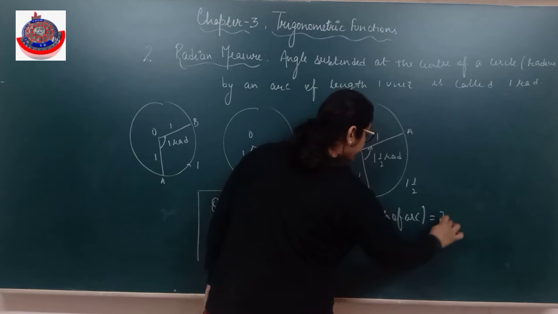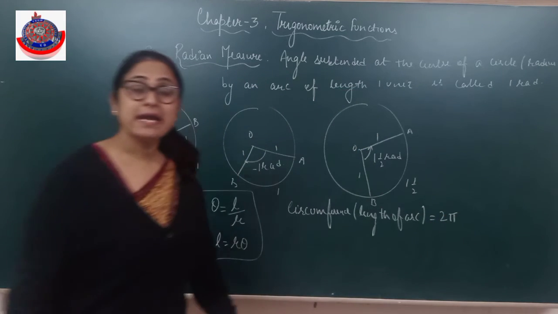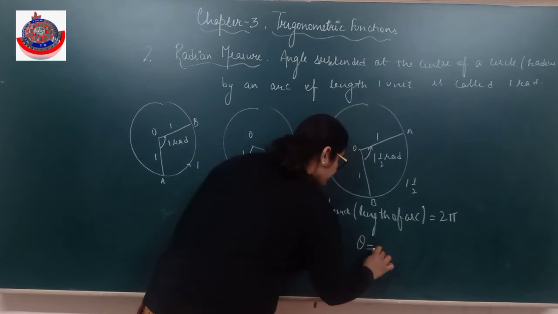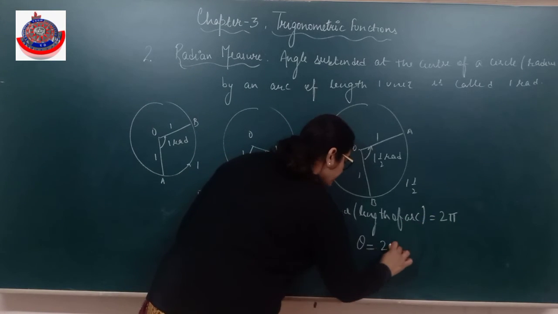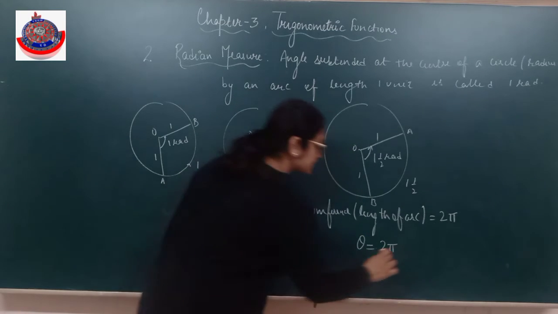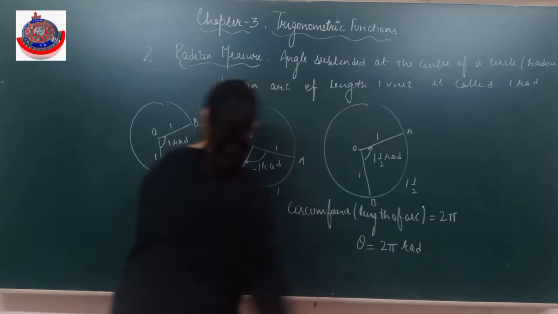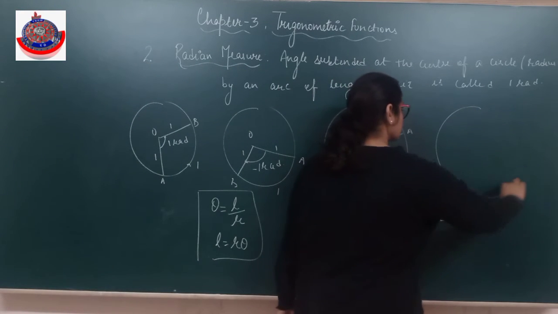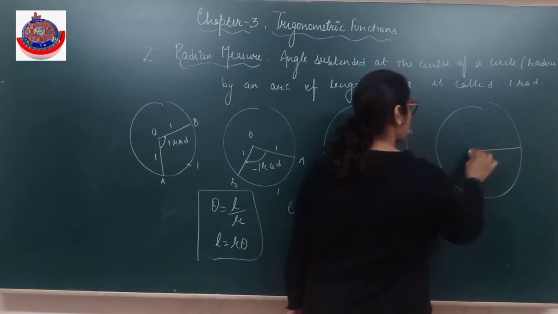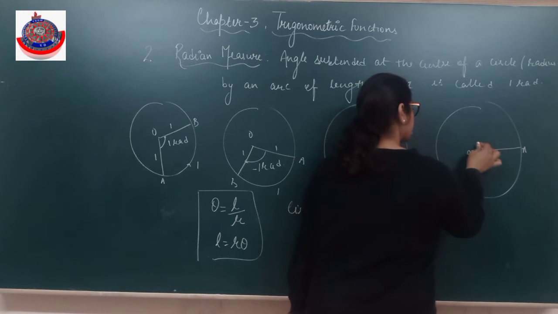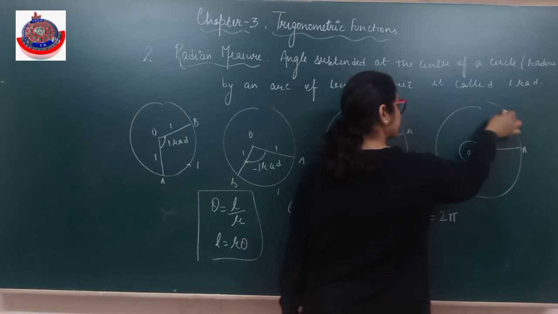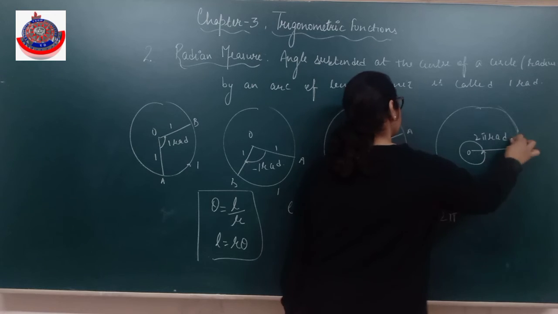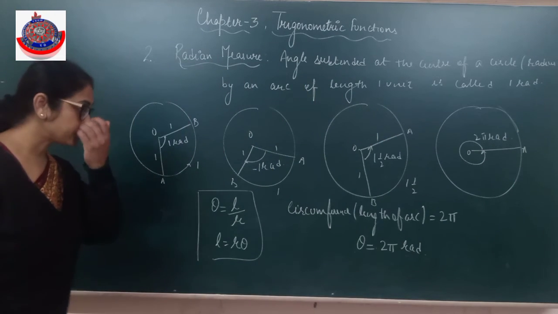And this circle has what radius? 1. So the circumference will be 2 pi r, that is 2 pi. R is 1. Now if I talk about this angle theta, that is L upon r, which is equal to 1. So theta is equal to 1 radian. It means if I talk about an arc whose length is 2 pi, that means this complete length, that angle is 2 pi radian. The angle is 2 pi radian.